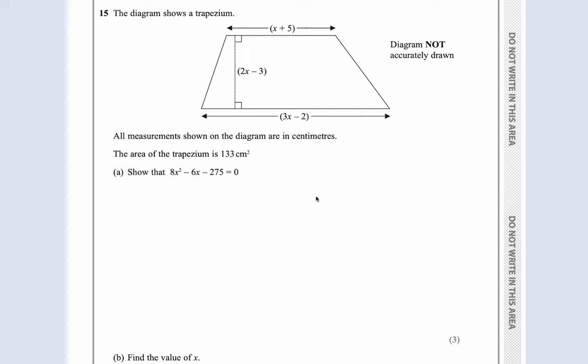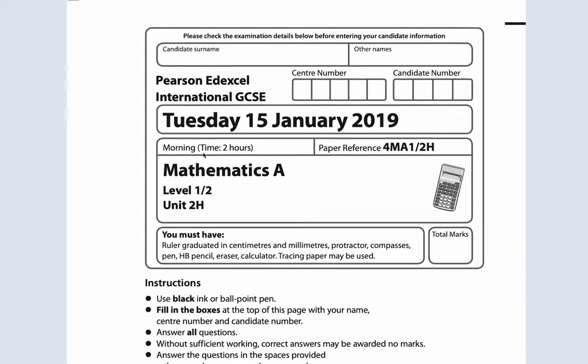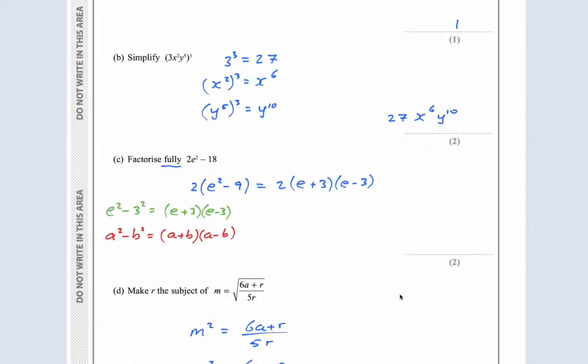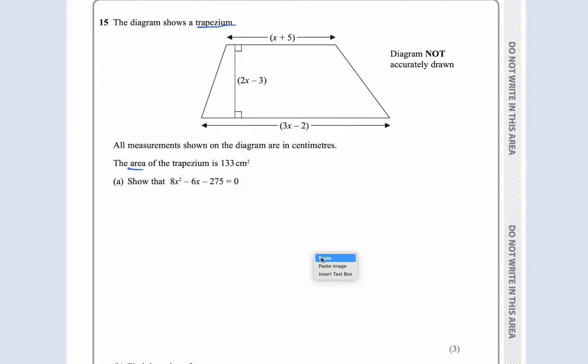Question 15. This is a trapezium. All measurements are shown in centimeters. The area is this. Show that this is equal to this. Right, so guys, it's a trapezium and it says area. Go straight to your formula book. So the formula sheet, I'm going to go up here, guys, and get it, just so you all remember where it is. Trapezium, there. Let us bring this down to here. Okay, I'm just going to put that over here, guys, so you can all see it.